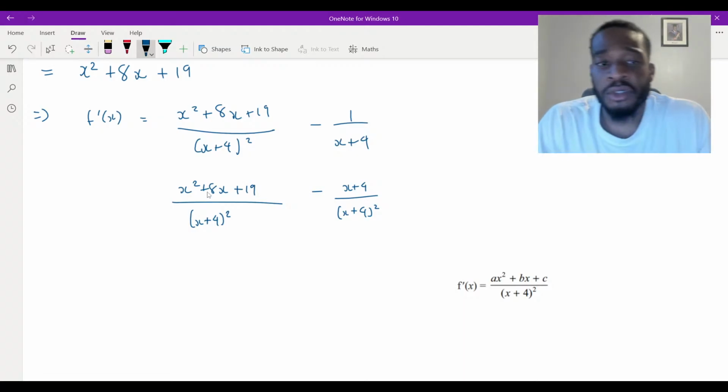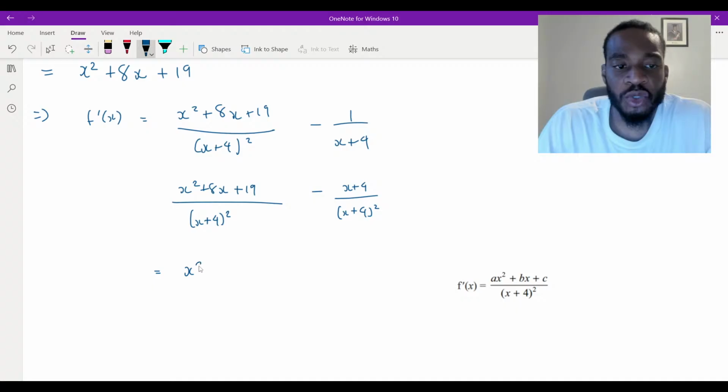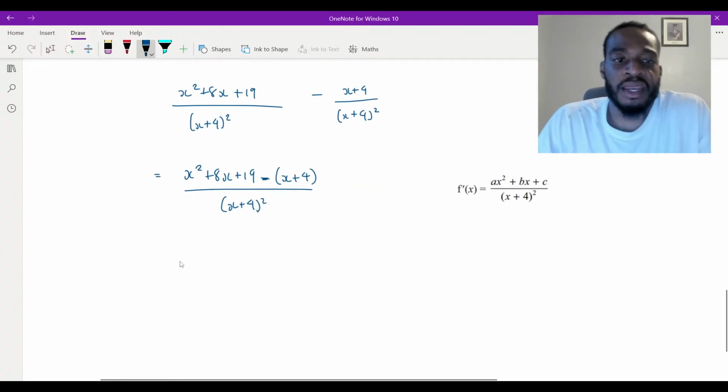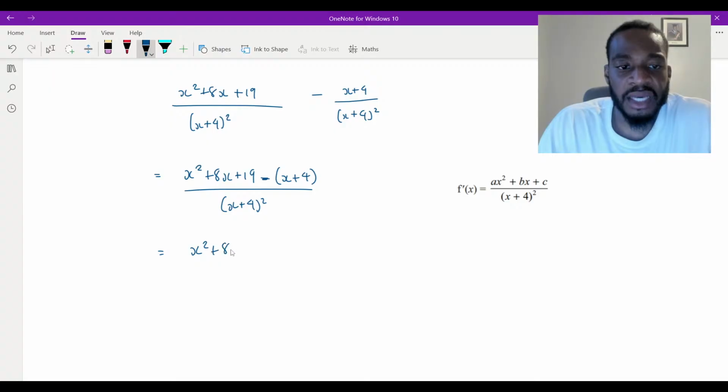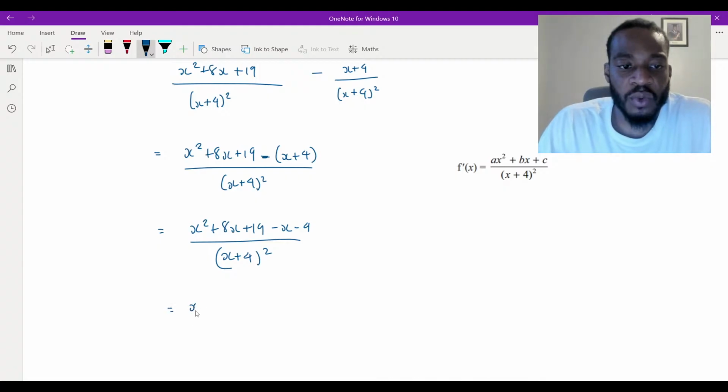combine them, right? So therefore, we're gonna have x squared plus ax plus 19. And then remember, when I'm taking away something with more than one term, we need to protect it. So it's like that, yeah? So don't forget that. All squared. And then that's gonna equal x squared plus ax plus 19 minus x minus 4 over x plus 4 all squared. So therefore, we're gonna have x squared plus 7x plus 15 over x plus 4 all squared.